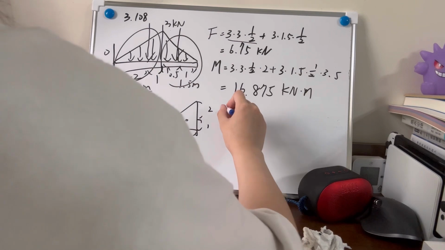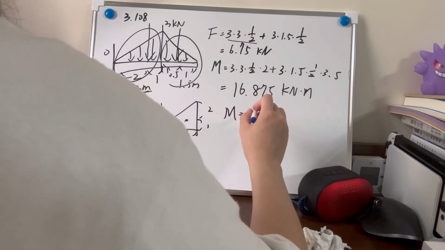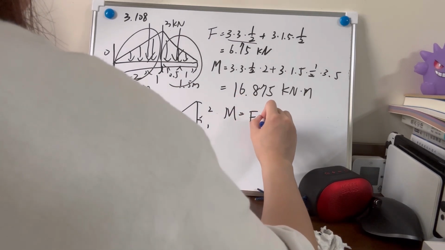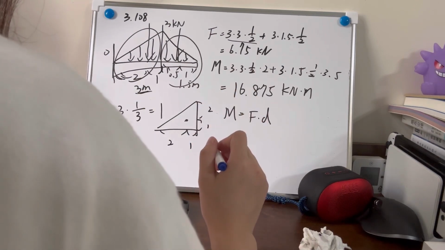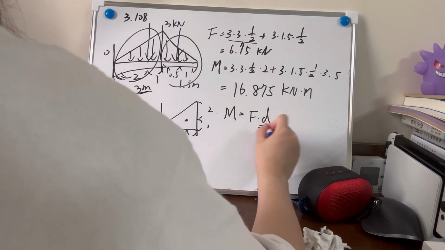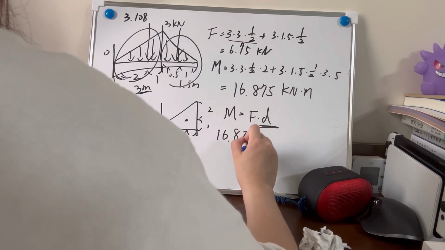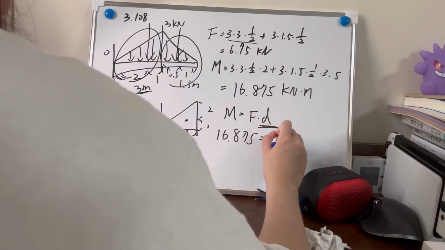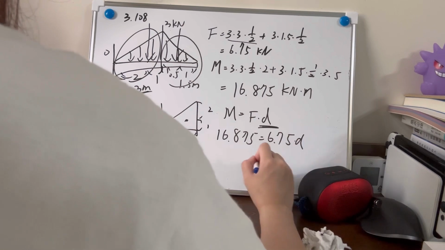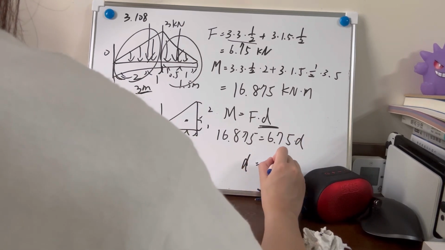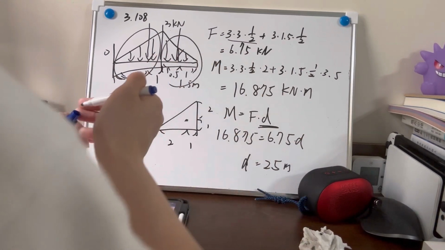And we know the function moment here is F times D. So we have to calculate the D. And we know the moment is this, and the force is this. So we know the D is equal to 2.5 m.